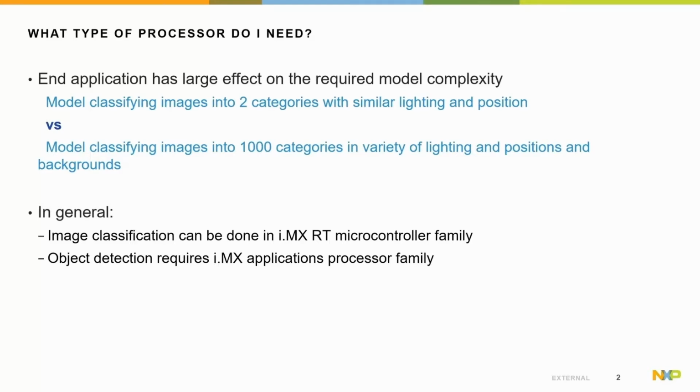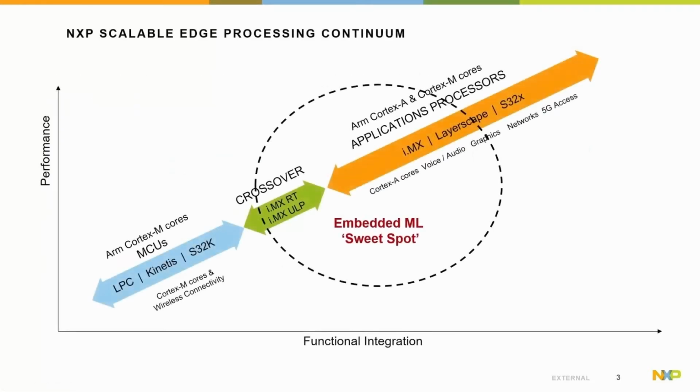Whereas object detection, where it can pick out different objects within a single image and create bounding boxes against it, requires a bit more complex model, and so typically we see those targeted for the i.MX applications processor family, which is our Cortex-A, much higher power devices. And so that all falls in our NXP edge processing continuum.